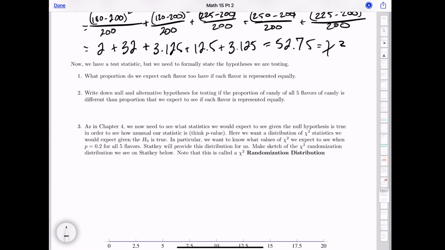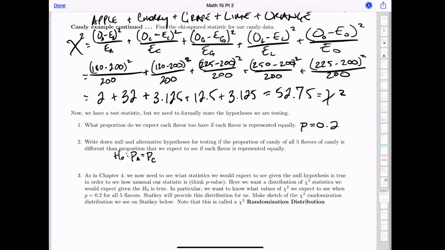So first, what proportion do we expect each flavor to have if each flavor is represented equally? A proportion of 0.2, right? 1 out of 5. All right, so my null hypothesis is that PA, the proportion of candies that are apple, is equal to PC, the proportion of cherry, which is equal to grape, which is equal to lime, which is equal to orange. The proportions are all equal, and they're all equal to 0.2.